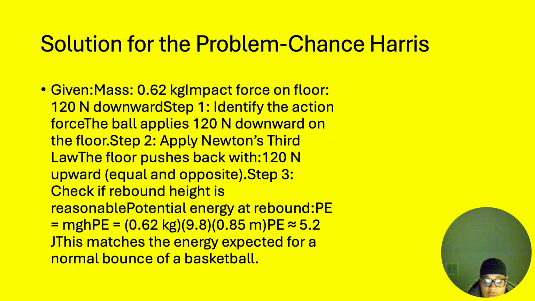To make sure the numbers make sense, I check the rebound height using the potential energy formula, PE equals mgh. When I plug in the mass, gravity, and the rebound height of 0.85 meters, I get about 5.2 joules of energy. That matches what we expect from a normal basketball bounce. So the solution is both realistic and consistent with Newton's third law.